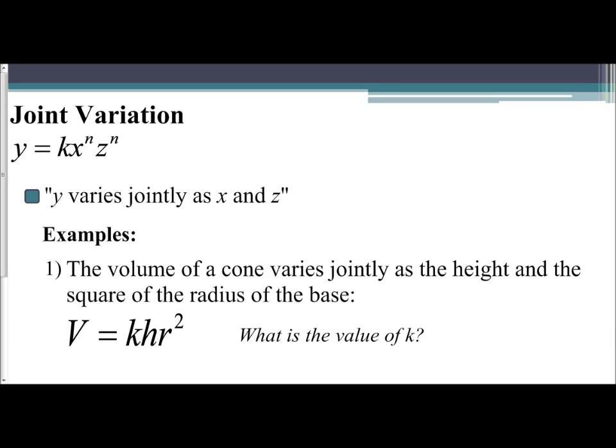In this video, we're going to look at brief examples of joint variation. We're going to define joint variation. Y equals k times x to the n times z to the n.